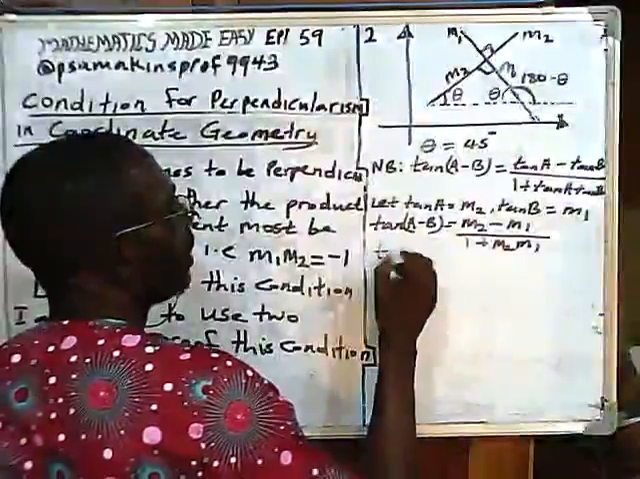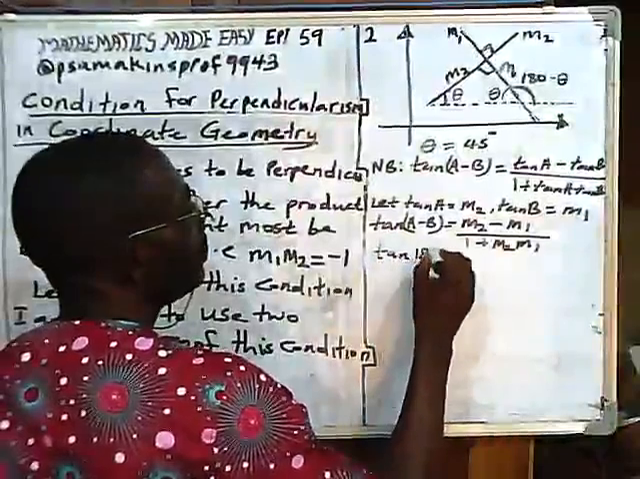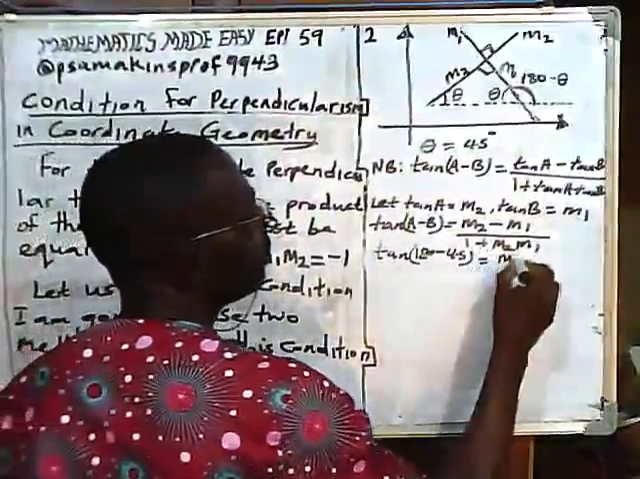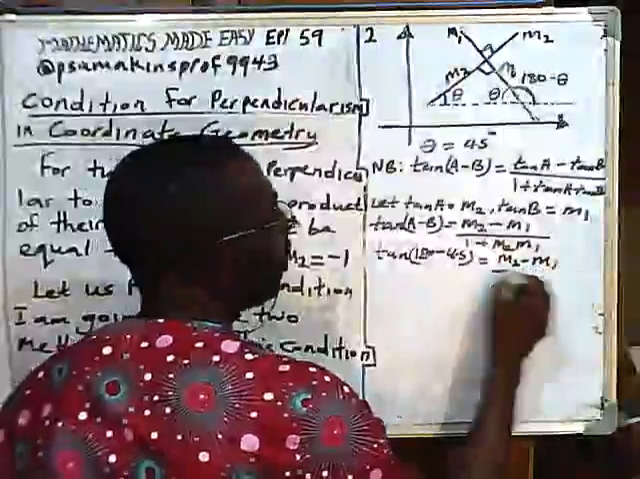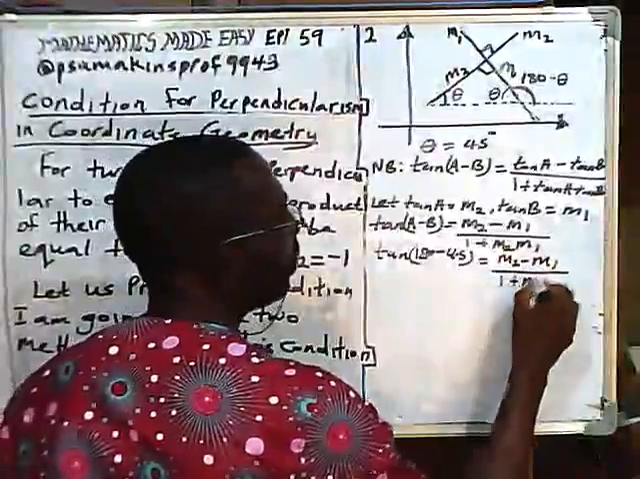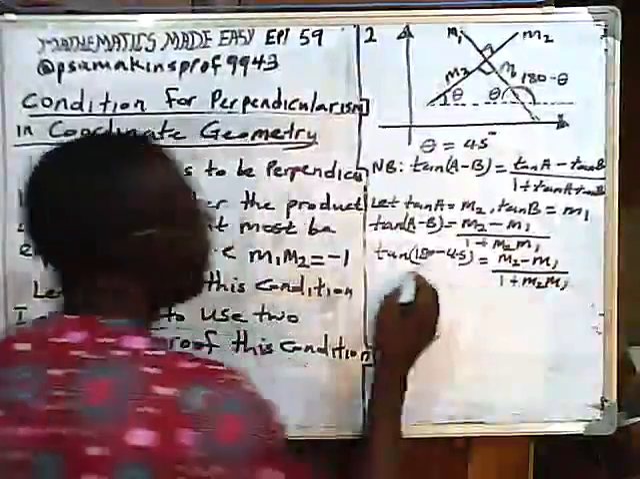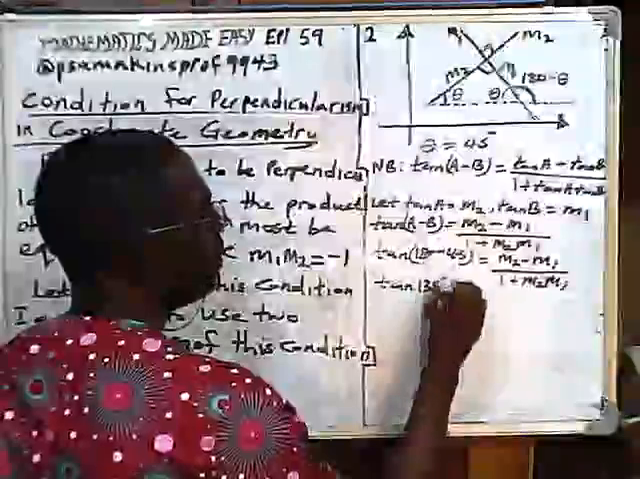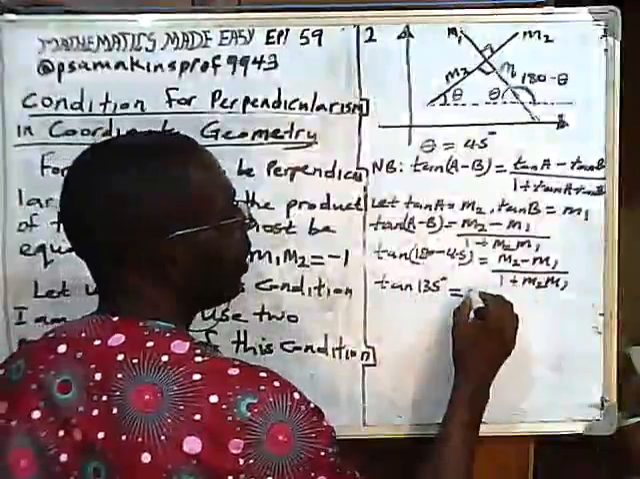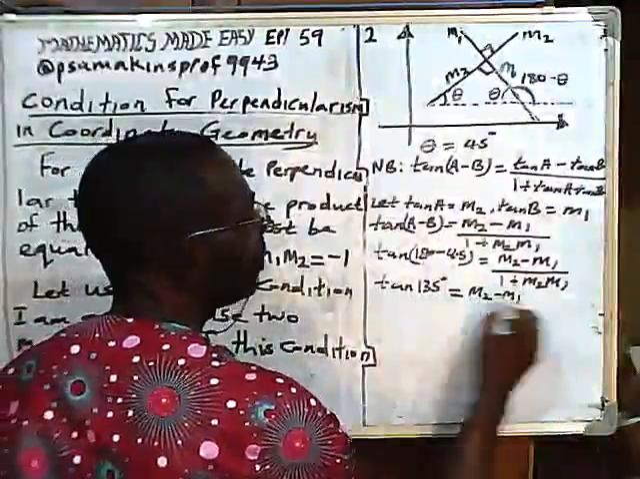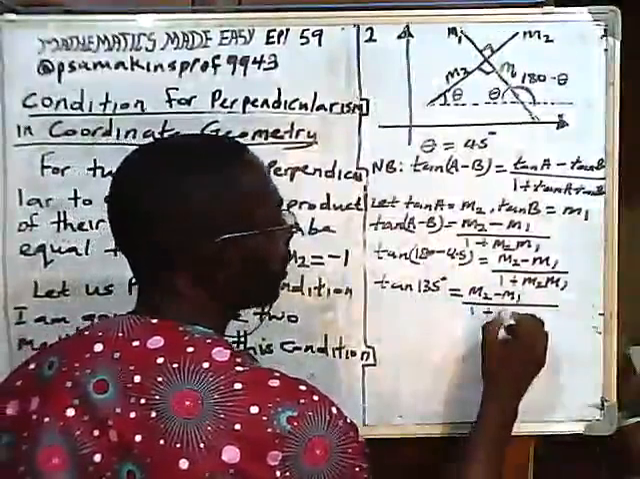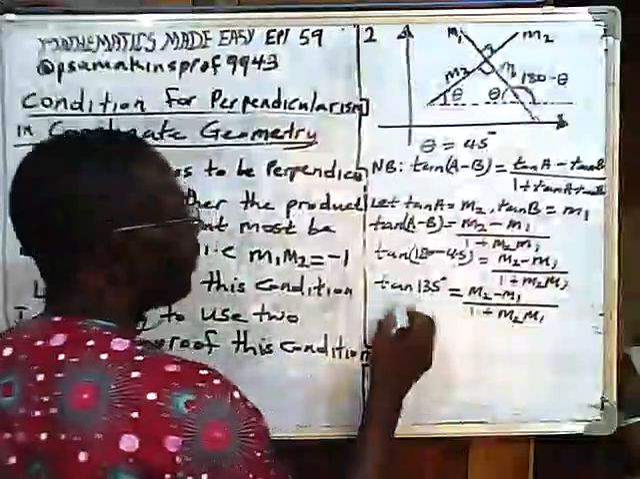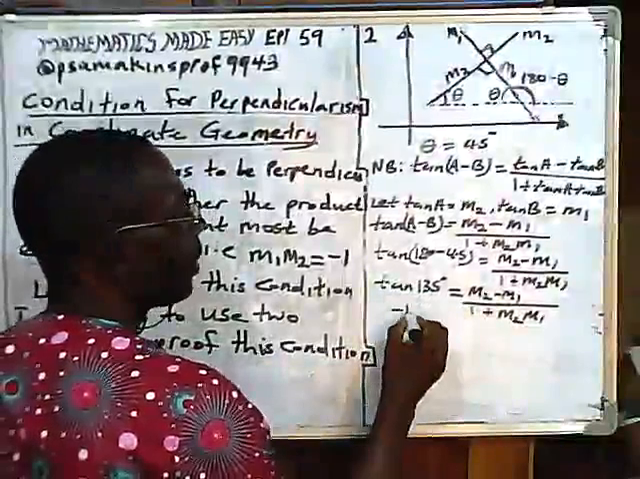So we now have tan (180 minus 45), which should give us (m2 minus m1) all over (1 plus m2 m1). Now from here, this one will be tan 135 degrees, which equals (m2 minus m1) all over (1 plus m2 m1). Now we can evaluate this by pressing our calculator. It will be -1 directly.